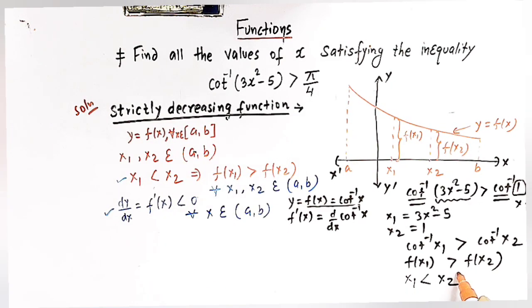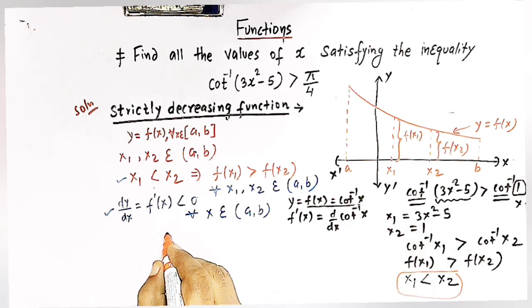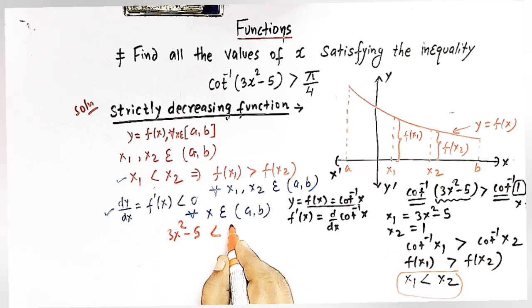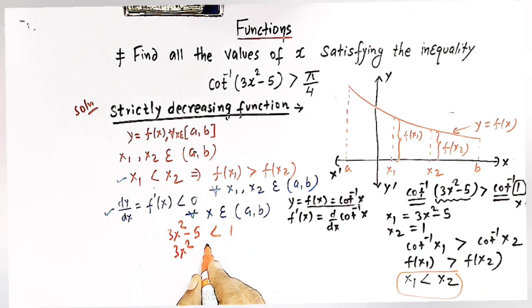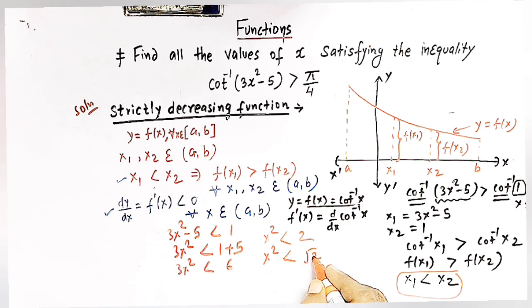So now using this inequality, we can form the inequality in terms of x, taking x1 as 3x square minus 5 less than x2. x2 is 1, right? So we have 3x square less than 1 plus 5, taking minus 5 to the right hand side or adding 5 to both sides. So we have 3x square less than 6, dividing both sides by 3, we can now write x square less than 2, right? Now we can write x square less than the square of square root of 2.